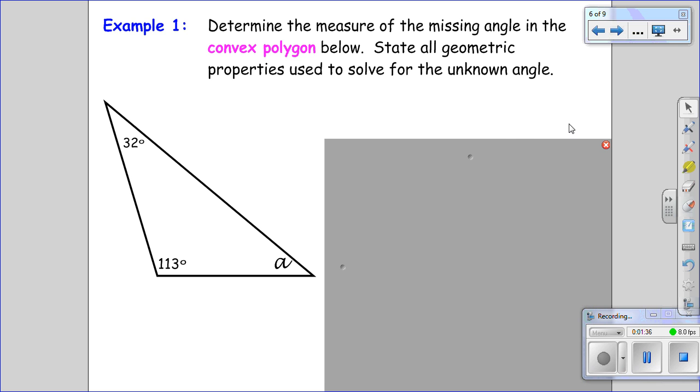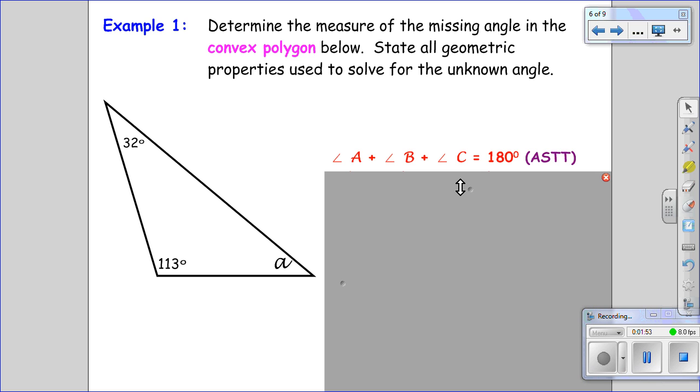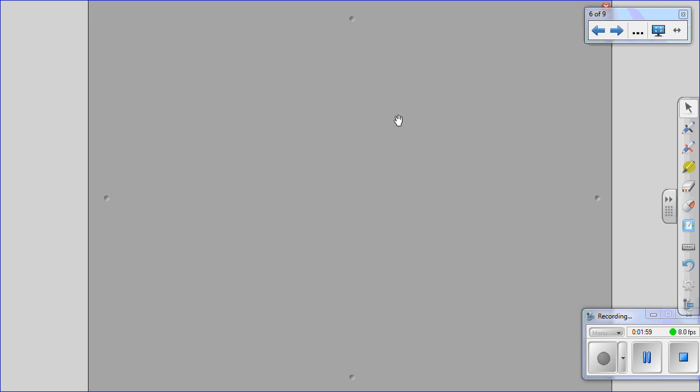If I ask you to find the measure of the missing angle in the convex polygon below, we need to state the geometric properties used to solve it. We can look and realize that we have the triangle, and the sum of the interior angles of a triangle, or ASTT, the angle sum of a triangle theorem, tells me to add it all up and set it equal to 180 degrees. So I have 32 plus 113 plus A is 180.